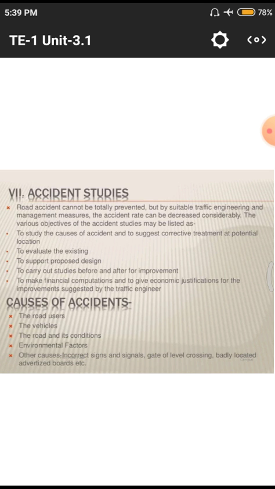Next one, to support proposed designs. That means if there is any structural fault in the road itself, automatically that will also be a particular cause for accidents. Constructional faults: in the previous classes we encountered a lot of designs. That means horizontal curves, vertical curves, then super elevations, and then frictional values.